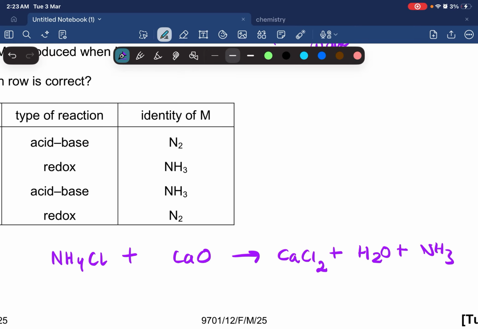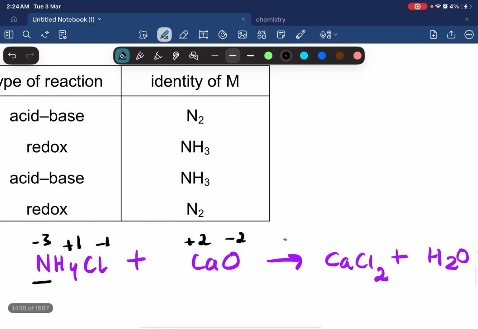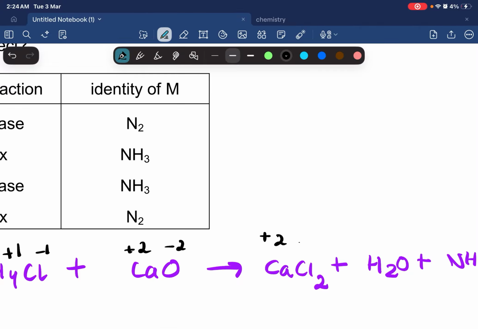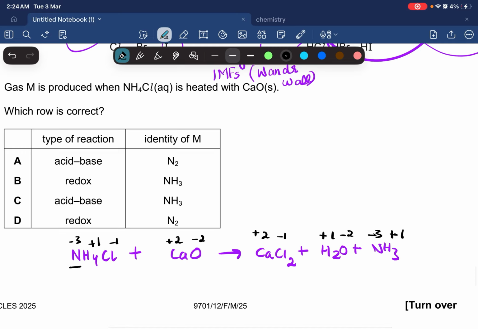Now if you look at the oxidation states, no oxidation state is changing in this reaction. If you don't believe me, nitrogen is negative 3 here, hydrogen is positive 1, chlorine is negative 1, calcium is positive 2, oxygen is negative 2. On the product side, calcium is positive 2, chlorine is again negative 1, hydrogen positive 1, oxygen negative 2, nitrogen negative 3, and hydrogen positive 1. Check it for yourself. No oxidation state is changing.